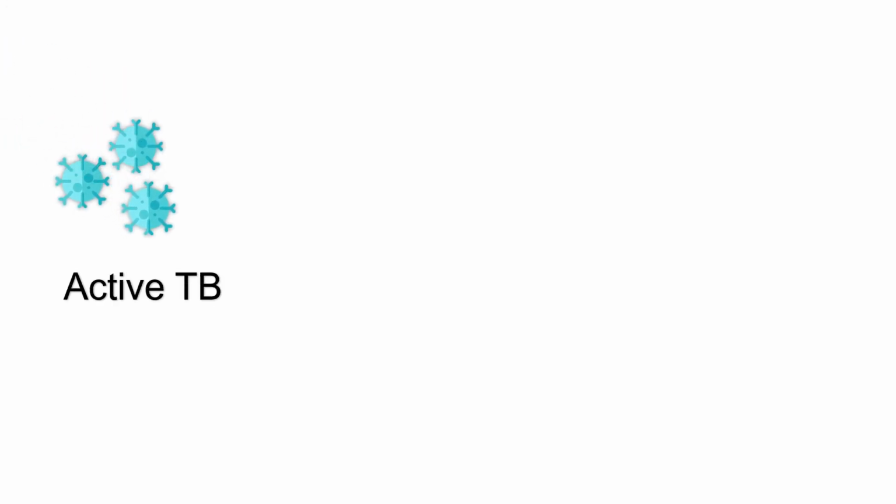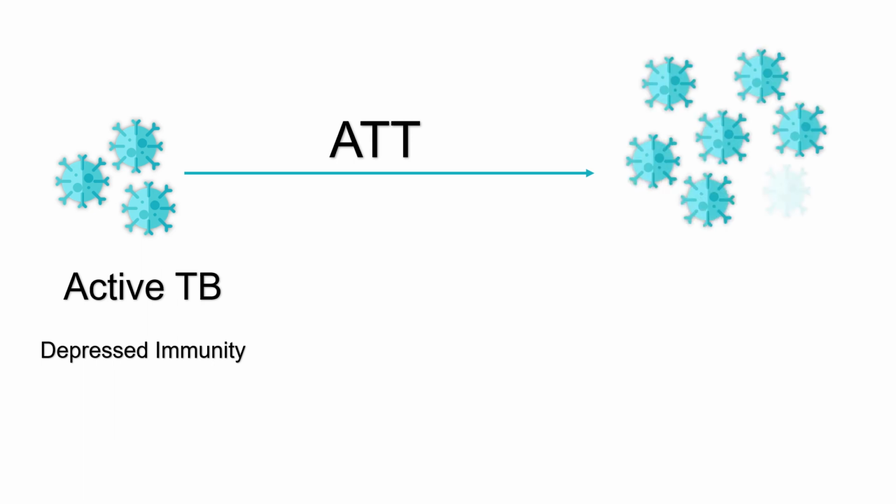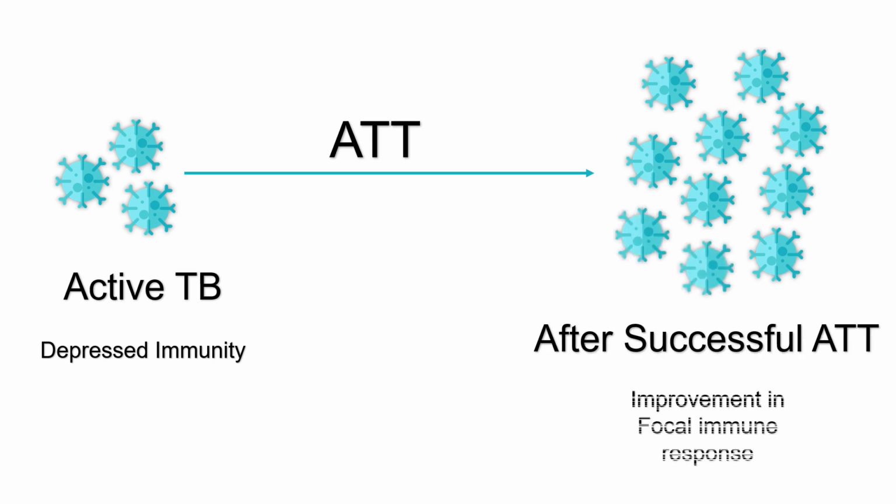Now coming to an important concept, before that we need to understand that active tuberculosis is a state of depressed immunity. That means if active tuberculosis is present in a particular patient, that patient is considered immunocompromised due to TB itself. So when we give anti-tubercular therapy to a patient, what will happen? The immune cells will recover, the immunity status will recover, the patient will go from a depressed immunity status to an improved immunity status. So focal improvement in immune response will occur after successful anti-tubercular therapy in a case of tuberculosis.